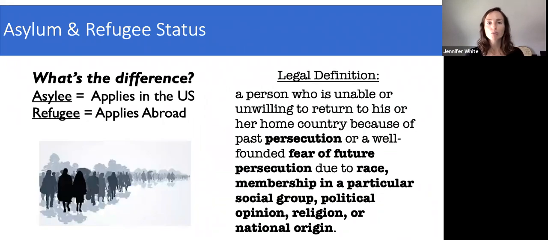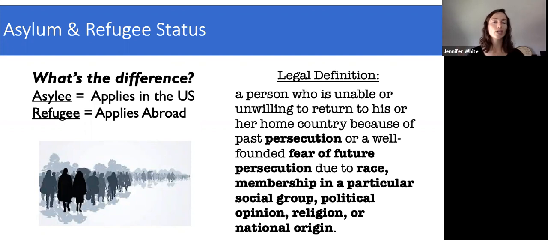Okay, asylum and refugee status. What's the difference? Why do we have these two forms of relief? There's a lot of confusion about this, I find. Well, an asylee is someone who applies for humanitarian protection once they're in the United States. A refugee is someone who applies for humanitarian status abroad, outside of the US. But the legal definition is the same.